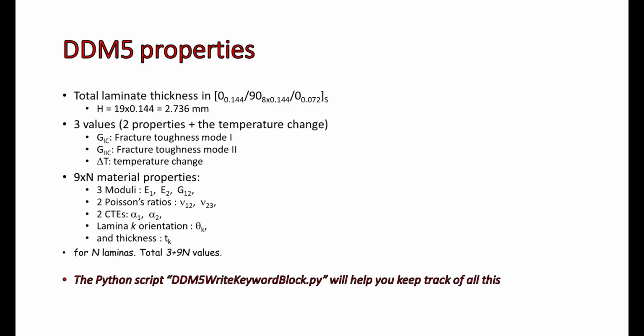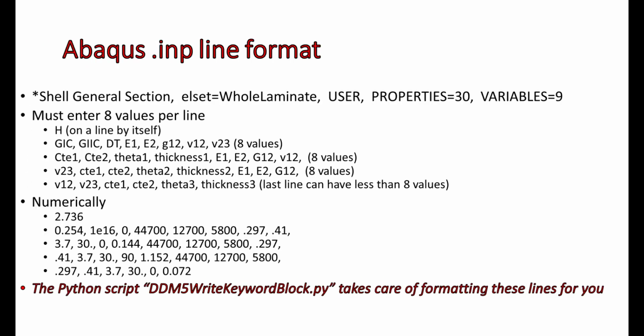These are the geometrical and material properties required by DDM5. The Python script DDM5 write keyword block.py will help you keep track of all this. Formally, the geometrical and material properties for DDM5 should be entered in the input file according to this format, but this is too complex. The Python script DDM5 write keyword block.py will take care of formatting these lines for you.